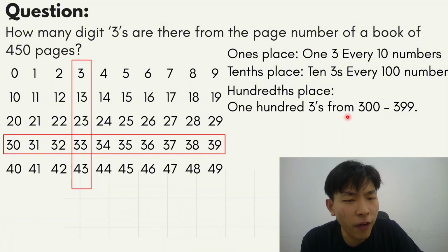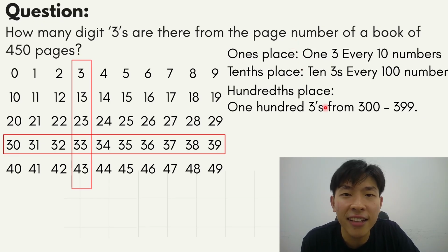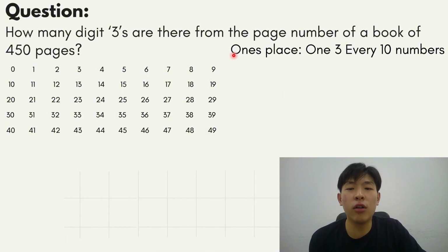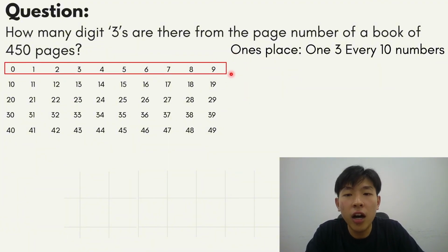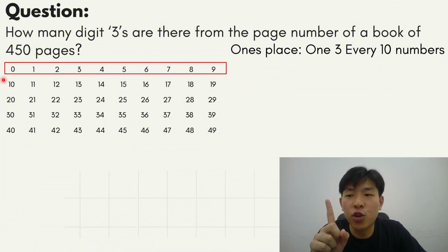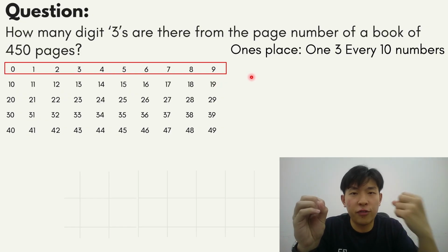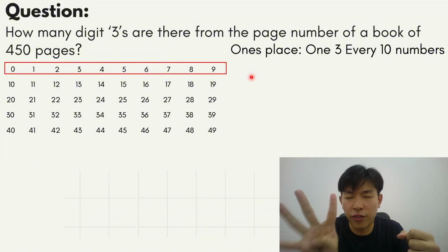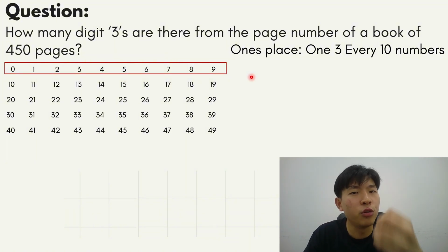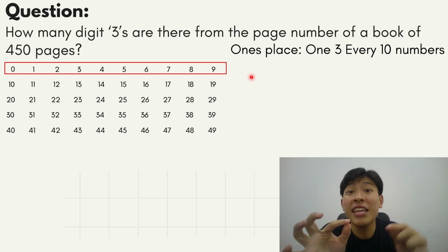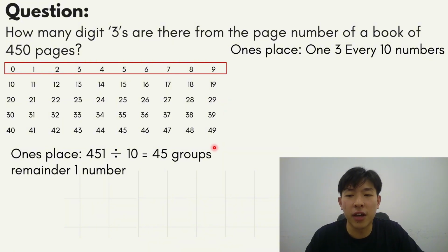So, you see, we found the number of threes in the 100th place, but we haven't found the total for ones and tens. So let's look at them separately. First, for the ones place, we know that for every row here, there is 1 three. So let's group this as one group. Now we want to find how many groups are there from 0 to 450. We know that there's 451 numbers. So what should we do to find the number of groups? Yes, we should take 451 divided by 10. Perfect. And we will get 45 groups with remainder of 1 number.